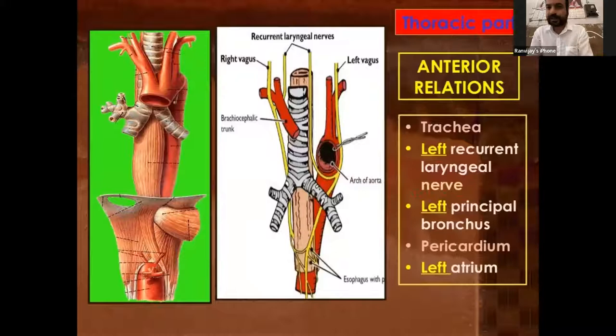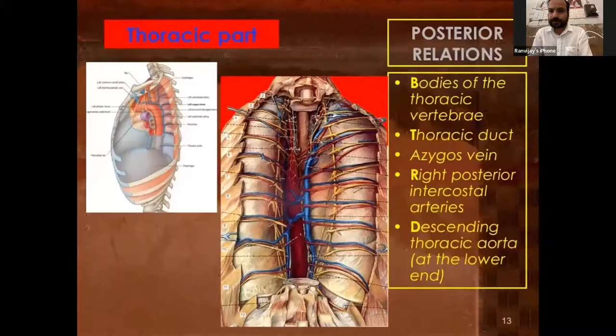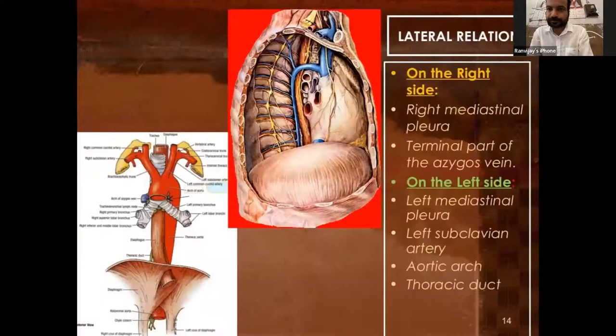Now, the anterior relations. Going from above downward, there is the trachea, the recurrent laryngeal nerve, the left principal bronchus, the pericardium, and the left atrium. Now, the posterior relations: the body of the thoracic vertebra, the thoracic duct, which basically originates at T7 and terminates at the T4 level, the azygos vein, the right posterior intercostal artery, and the descending thoracic aorta at the lower end. Now, the lateral relations: on the right side are the right mediastinal pleura and the terminal part of the azygos vein, and on the left side are the left mediastinal pleura, the left subclavian artery, the aortic arch, and the thoracic duct.